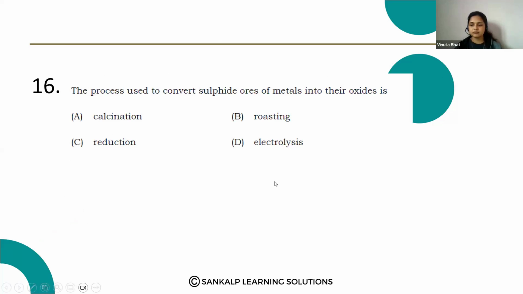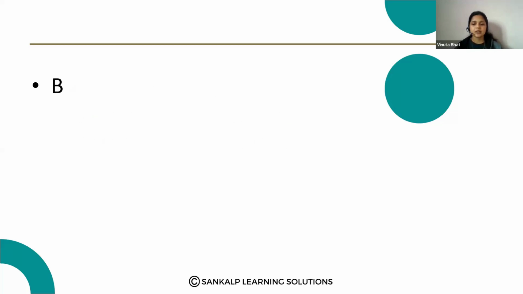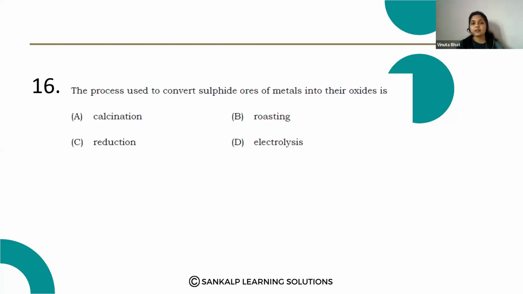Next question. The process used to convert sulfide ores of metals into their oxide is: option A, calcination; option B, roasting; option C, reduction; option D, electrolysis. Yes, option B, roasting, is the correct answer. What is calcination? What is reduction? What is electrolysis? I hope you know the meaning of these words.